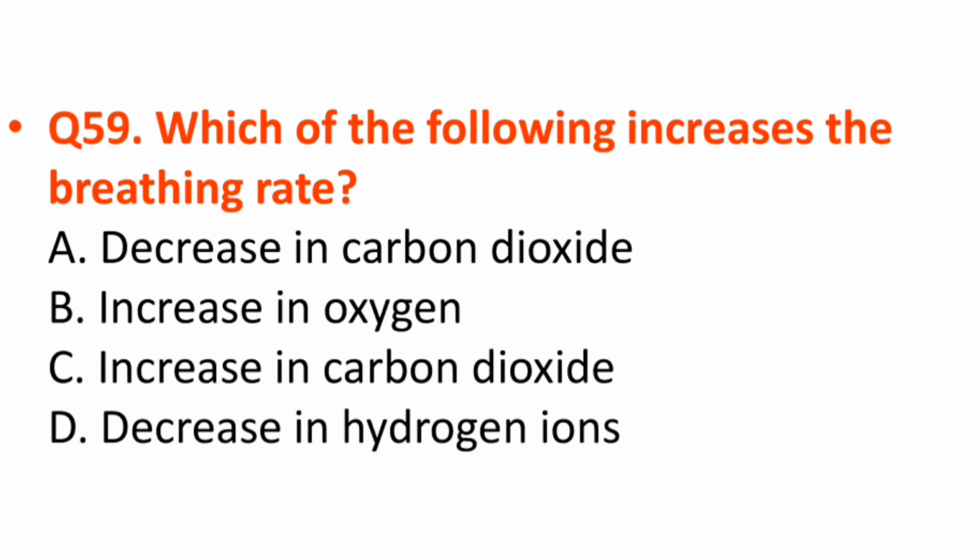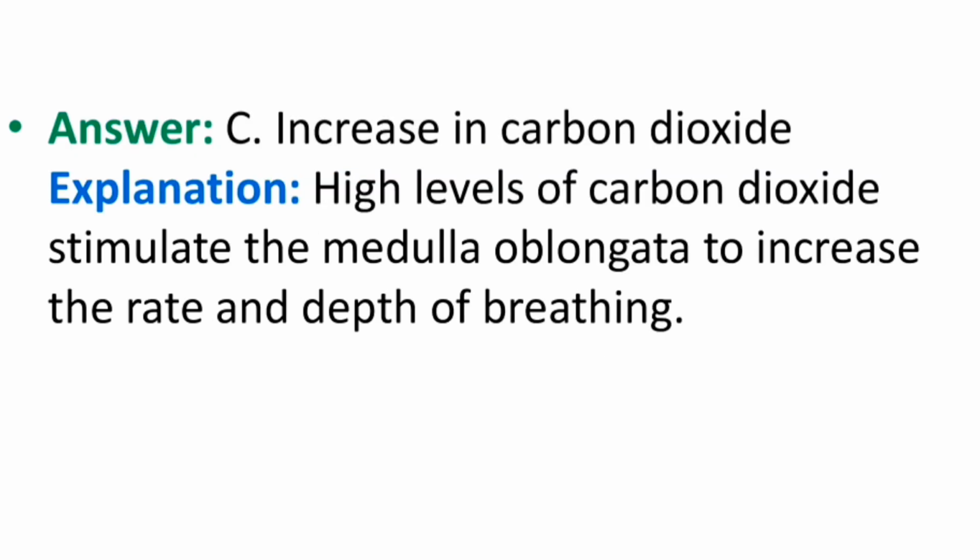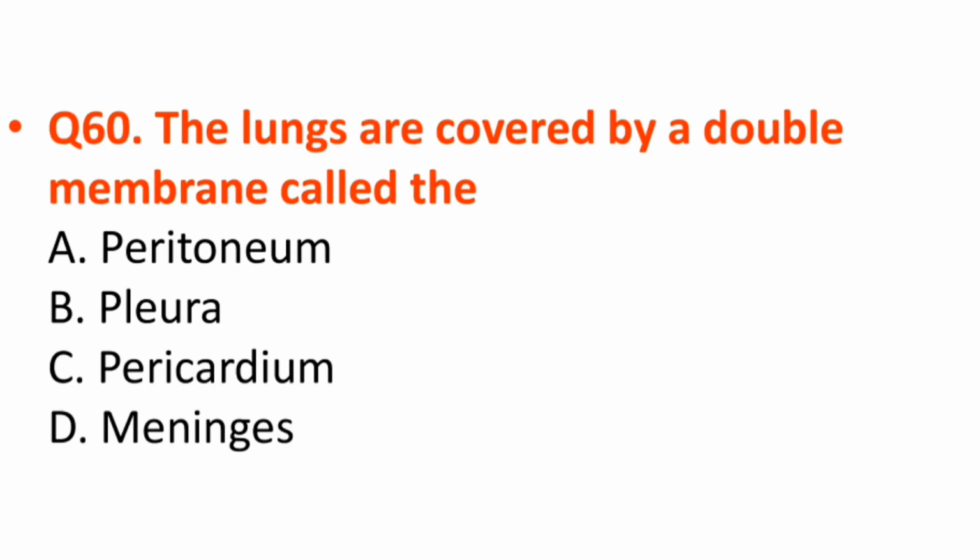Which of the following increases the breathing rate? Option A decrease in carbon dioxide, option B increase in oxygen, option C increase in carbon dioxide, option D decrease in hydrogen ions. The correct answer is option C increase in carbon dioxide. High levels of carbon dioxide stimulate the medulla oblongata to increase the rate and depth of breathing.